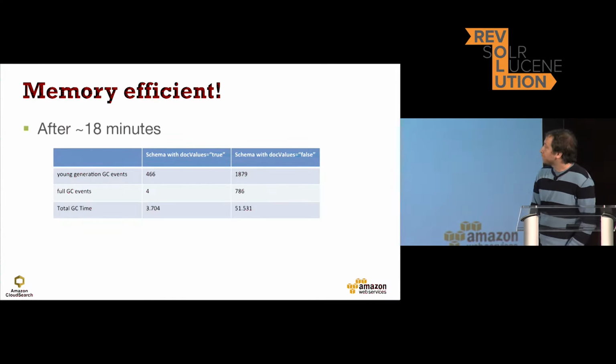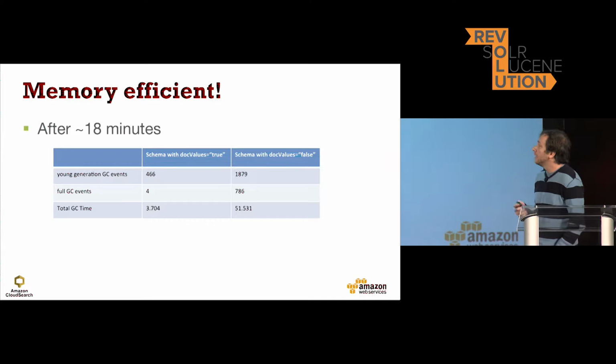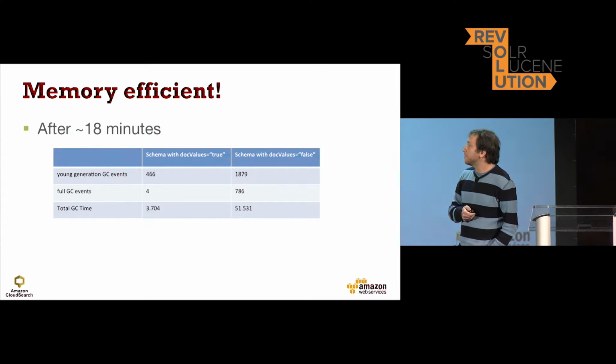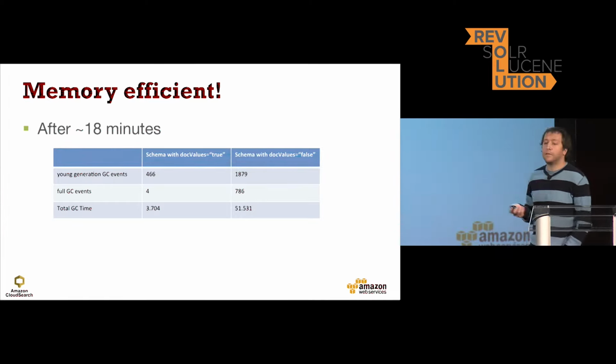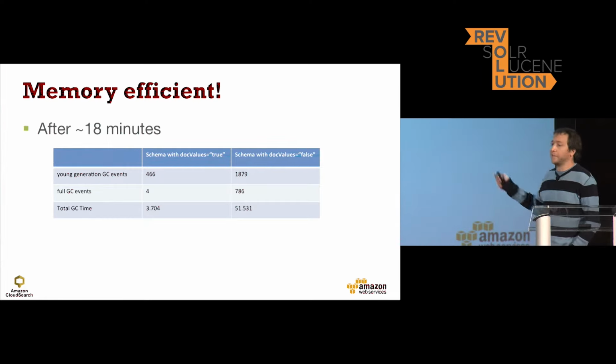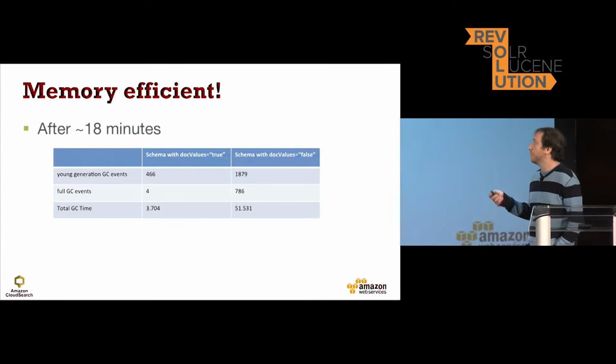When I checked the stats for these 2 runs, the test took like 18 minutes. With doc values, it used 4 full garbage collections, and the total time spent in garbage collection was around 3.7 seconds. While without doc values, there were many more full garbage collection events, and the time for garbage collection was huge. Of course, this is a bad configuration, the heap size was not enough for the second case. That's why it has so many full garbage collections, but that's exactly the point. So you need more heap in that case.